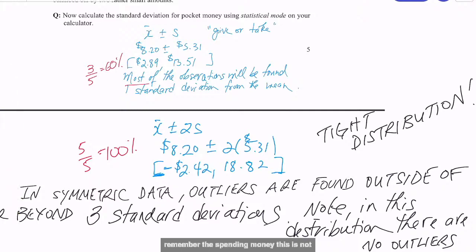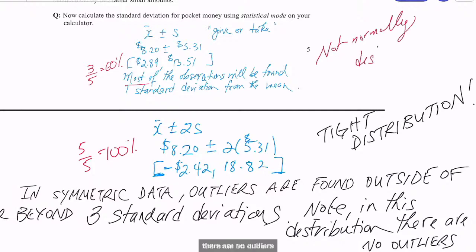Okay, so I was asking, yes, so this is not, remember the spending money, this is not normal. There are no outliers in the data set. And within 2 standard deviations, we see all the data. That's not normal. Okay? Even though it's symmetric, we assume symmetry, it's not normally distributed.